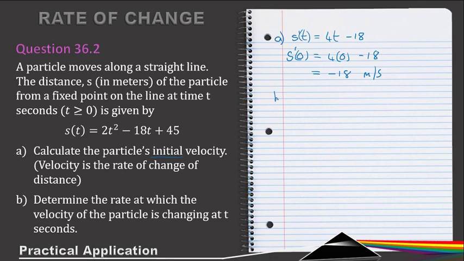Okay, then for B, determine the rate at which the velocity of the particle is changing at t seconds. Now we have the rate of change of velocity, which means we just need to take this first derivative and differentiate it again. So the second derivative is then equal to 4. So that's going to be a constant, in meters per second squared. And that's it.